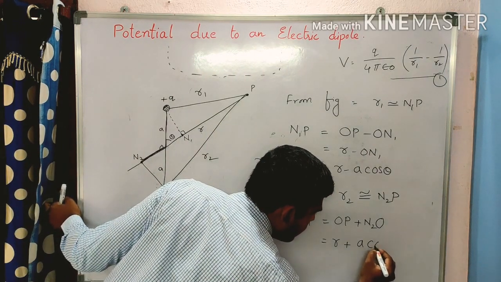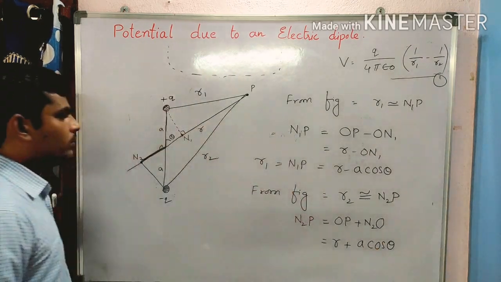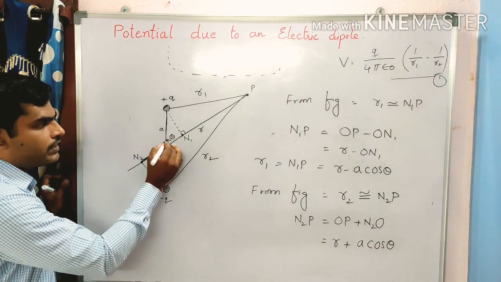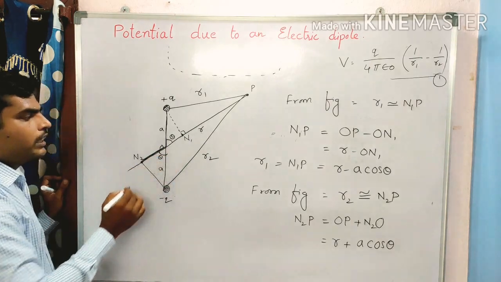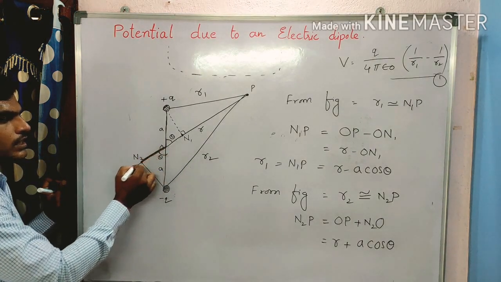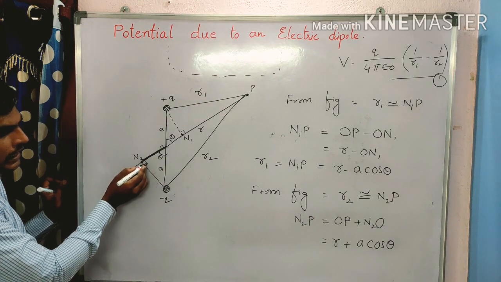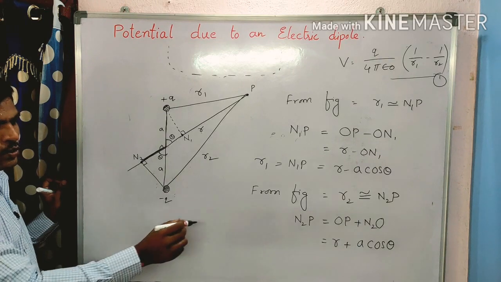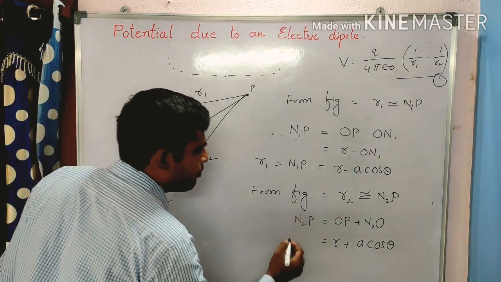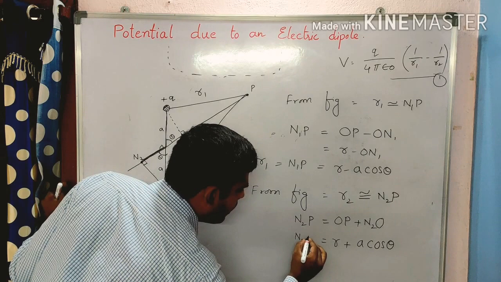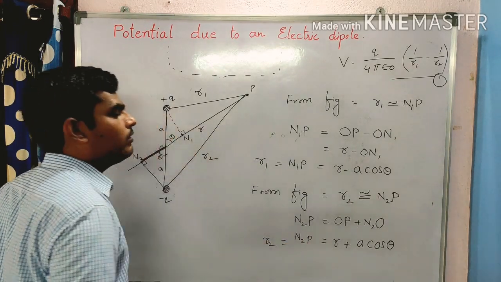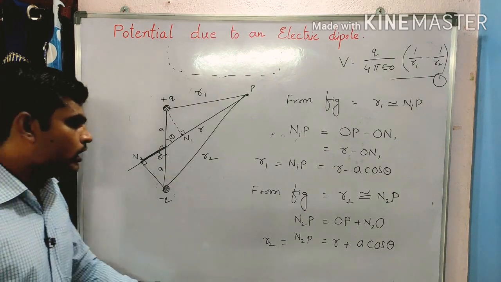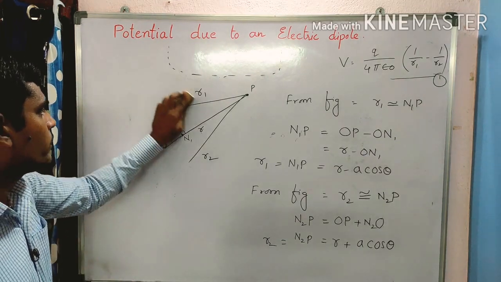A cos theta. Why? Because this angle is theta. Vertically opposite angle. If this angle is theta, now this angle will be theta. Now this value is needed to me. Now it is a right angle triangle here. Right? Adjacent side by hypotenuse. So R plus A cos theta. N2P, that is R2, is equal to R plus A cos theta. Now I don't want this diagram now. I am removing this diagram.